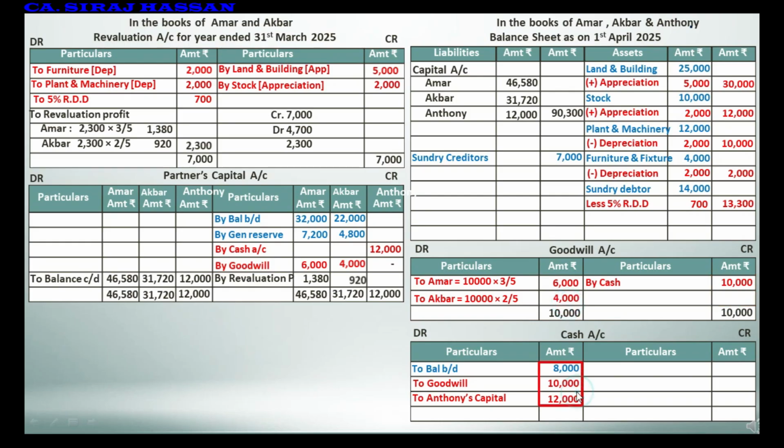Then we close the cash account. Debit side total coming to 30,000. Then we do the balancing of it by balance carried down. This 30,000 will come to the cash account. Then we do the total of the assets side, 97,300. Then we do the totaling of the liability side, 97,300. With this the balance sheet is tallied, and now we have completed the problem.